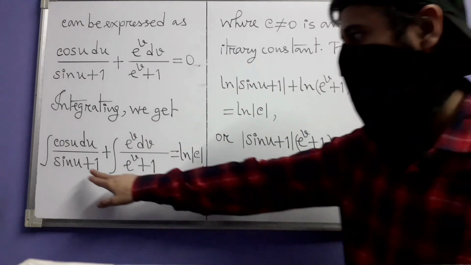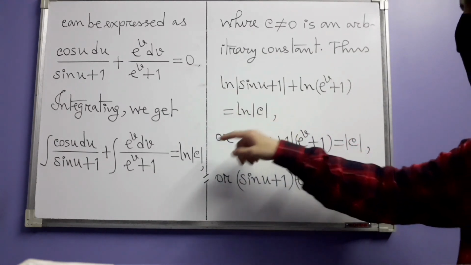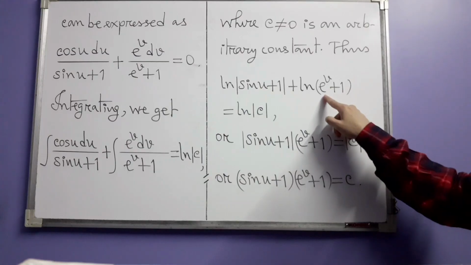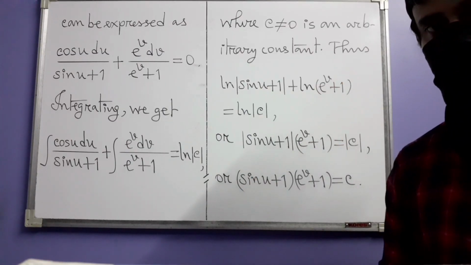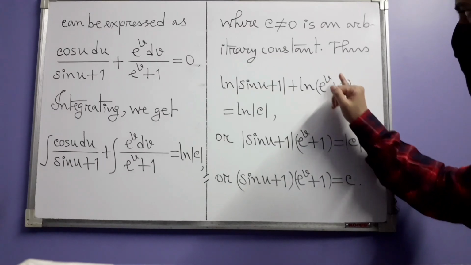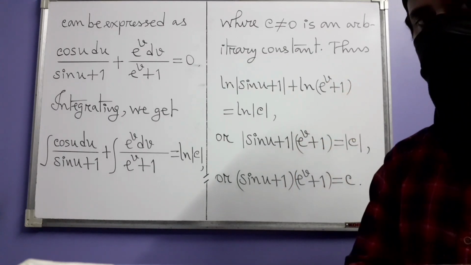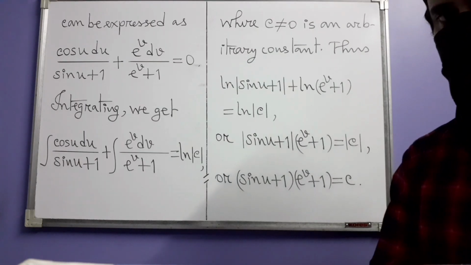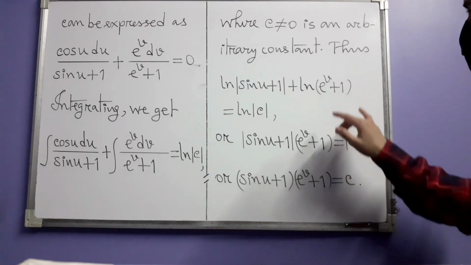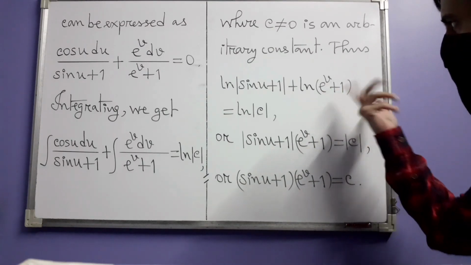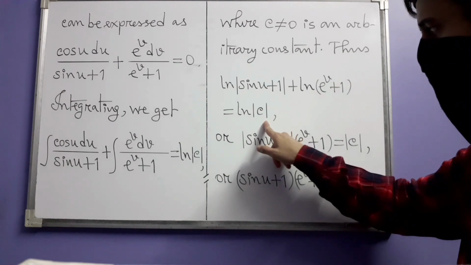So that is why the first integral is ln of mod sin u plus 1, and the second integral is ln. Why did I not use modulus, absolute value, here? That is because e to the power v is never negative. Actually it's never 0 either, and on top of that we have plus 1, so this is always positive. That is why I simply wrote it like this. If you want, you can use modulus. And on the right side we have this.